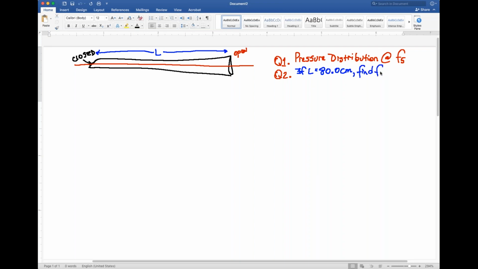Find this fifth harmonic frequency. What is the fifth harmonic frequency? Let's start with those two questions and see where that takes us. I'll give you a minute or two head start, and then at least start by making a sketch of the fifth harmonic frequency, and then go from there.